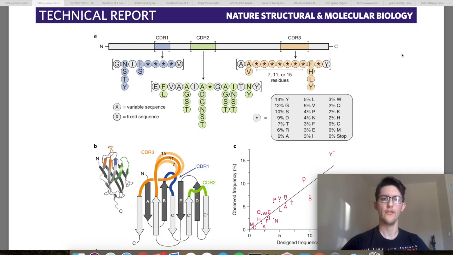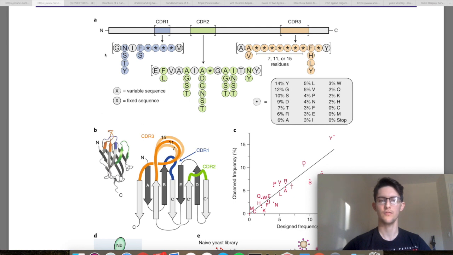So, figure 1. Here we have a general schematic for a nanobody. Primary sequence, N-terminus to C-terminus. And there's a structure shown in figure 1b. So the structure of a nanobody is similar to that of a Fab fragment with a bunch of beta sheets, and they have 3 complementarity determining regions, the bits that bind to the target protein.